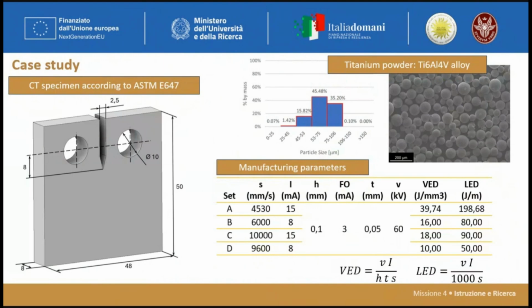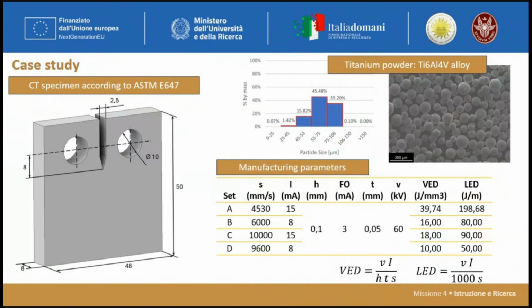As concerns the manufacturing parameters, we adopted 4 different sets called A, B, C, D. The difference between these sets was in the speed of the electron beam and in the current of the same beam. Other parameters, such as the hatch distance, the focus offset, the layer thickness, the thickness of the powder layer, and the voltage of the beam, were kept constant.